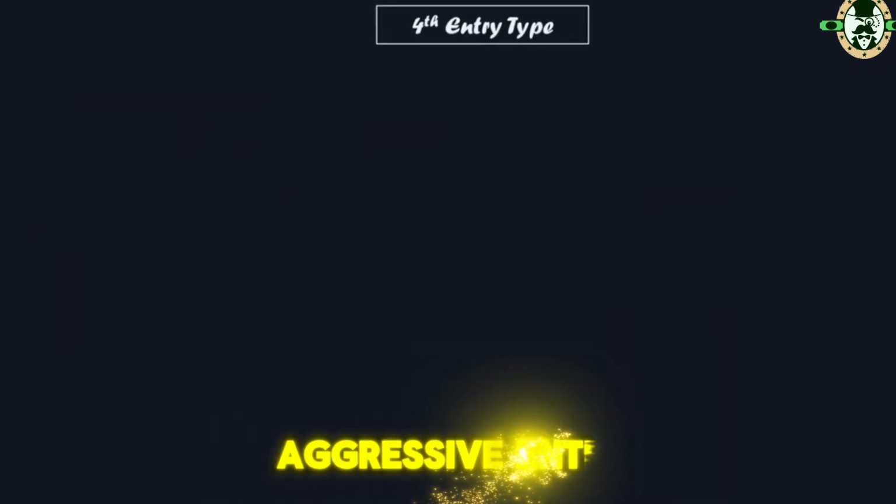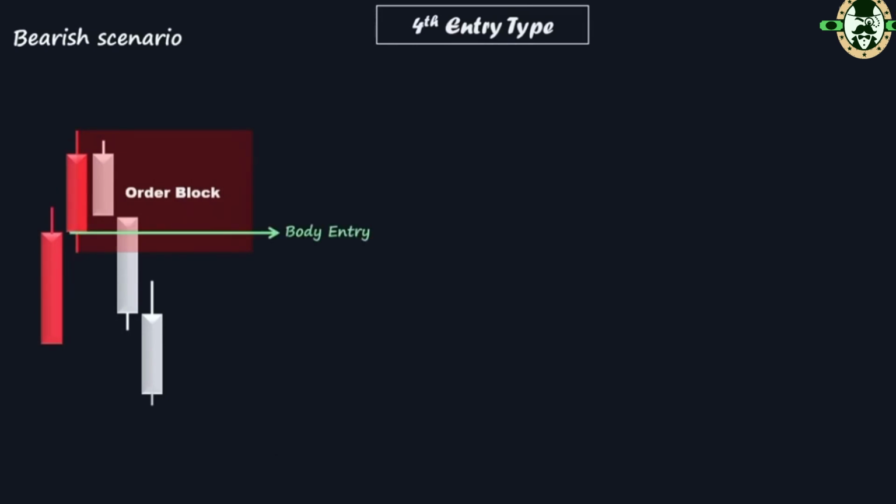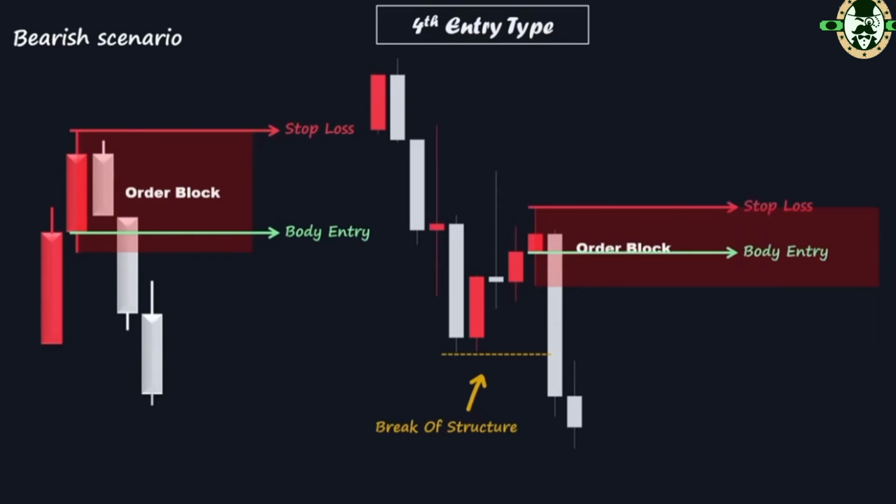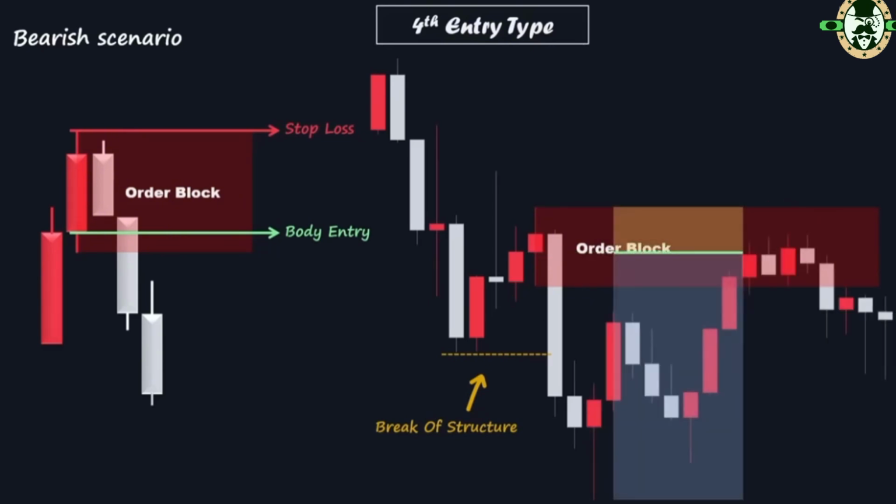The fourth is aggressive entry. Place your stop inside the order block itself. This offers the tightest risk, but is the riskiest, as price may fully test the zone before reversing.